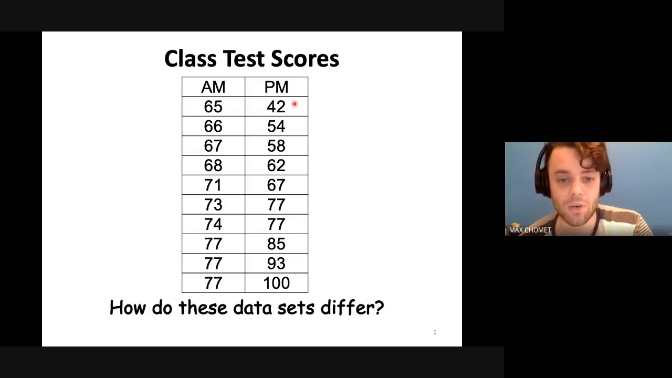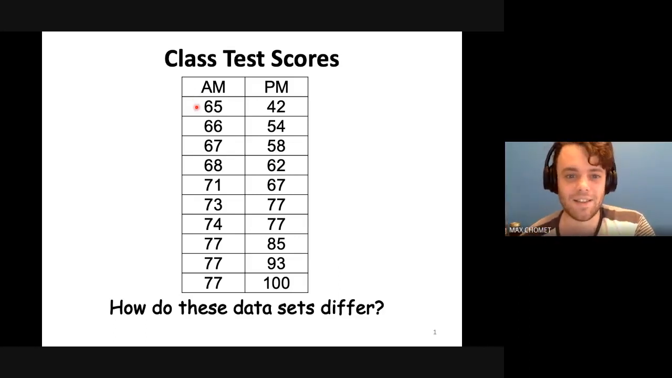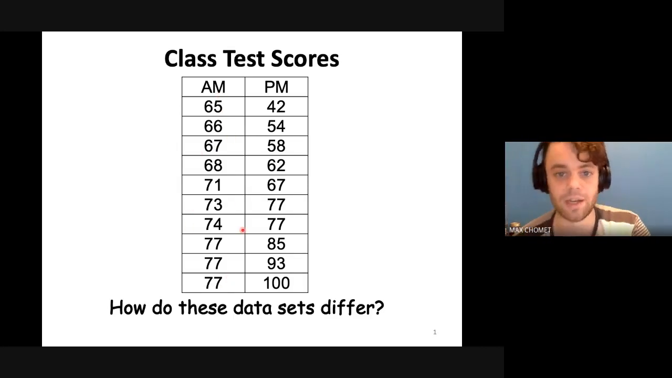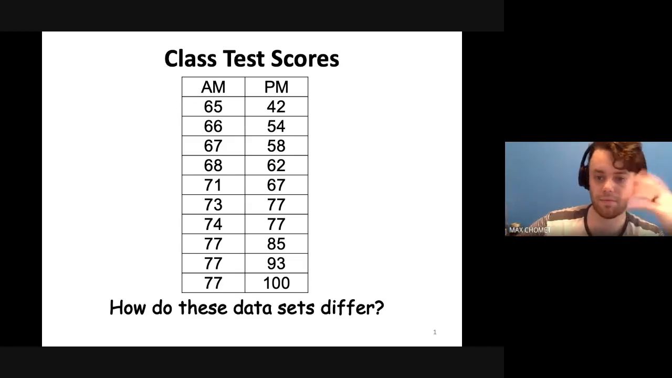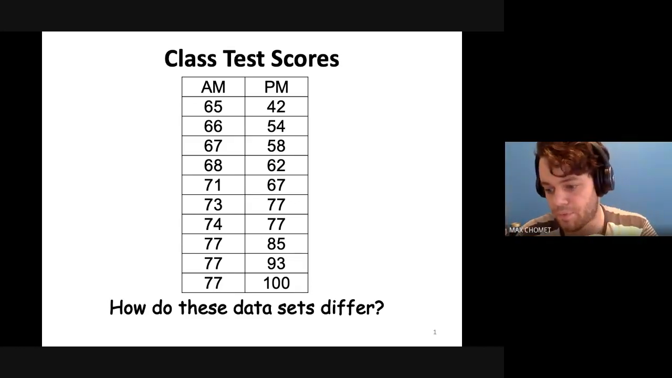And right away, as a teacher, when I see a result like the one on the left, the AM group, that tells me that I messed up. It seems like something that I did, because the class is struggling consistently, although everyone passed, so that's pretty good. In the PM class, there are hundreds and everything in between, so I'm actually not really sure what's going on in that class. There could be random reasons why those scores are different.